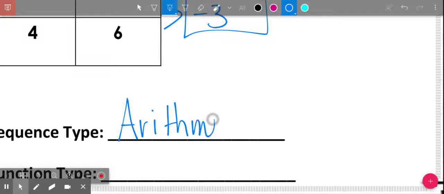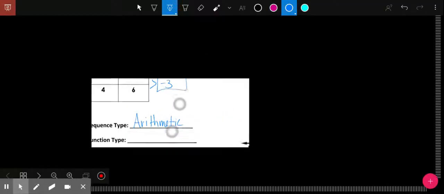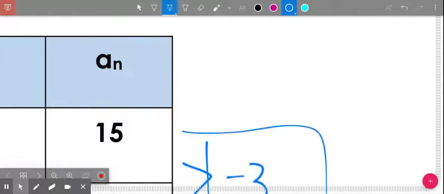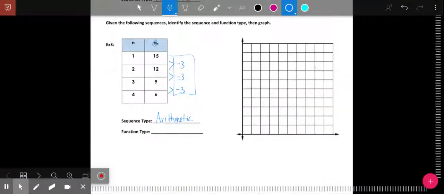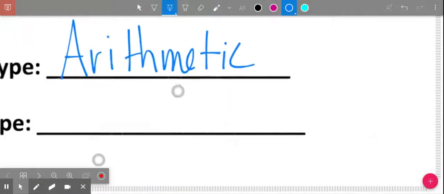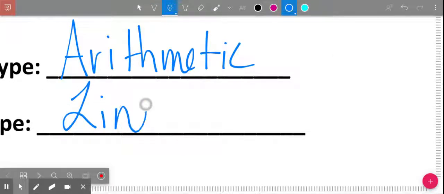Give you a little hint, guys. Anytime we see a sub n in the table, A stands for arithmetic. If it's in a table, I have to label it correctly. So you can always look at that, and I'll say a sub n, and you know right off the bat it's going to be arithmetic. And then, what type of function goes with arithmetic? Linear.